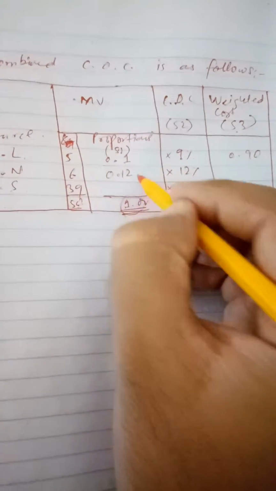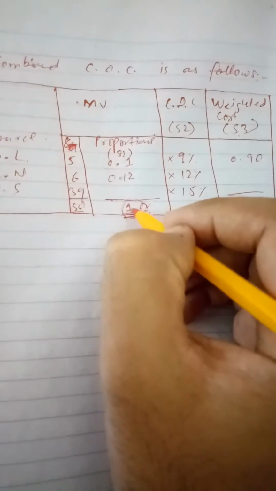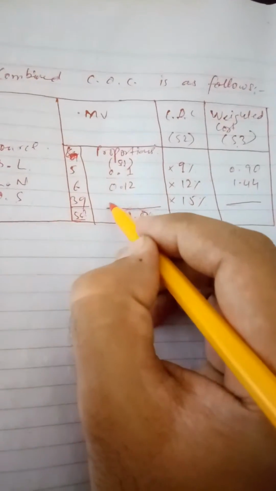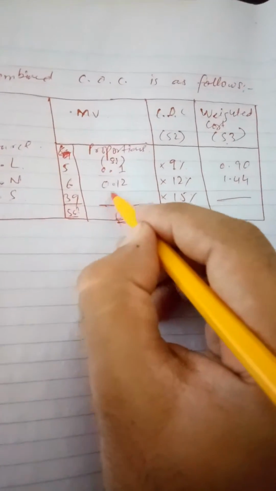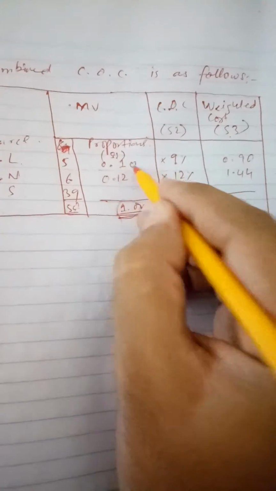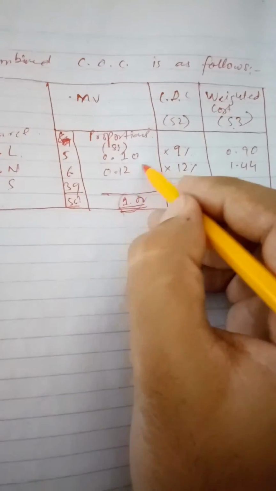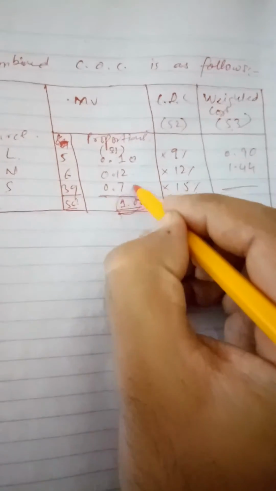6 is proportionate to 50, and that would be 0.12 of the total one. Multiplying by this would be 1.44. 15%, 39, that would be now 0.1 and 0.12, that means 0.22 has been covered. The remaining would be 0.78. So 0.78 multiplied by 15% would be 11.70. That would be 14.04, and that is the weighted cost.